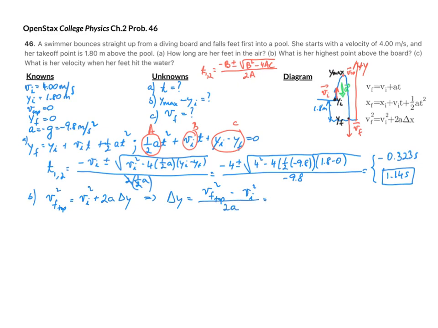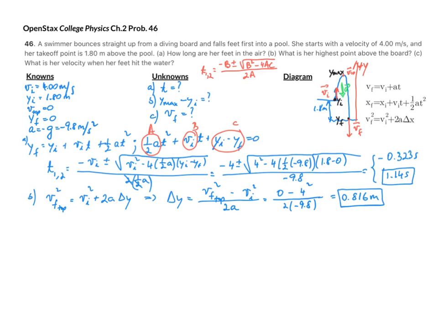If we plug in the numbers, V top is 0 minus V initial, that is 4 squared, 4 meters per second squared, divided by 2 times negative 9.8 meters per second squared. And when we plug in the numbers, we get 0.816 meters. So now we know the height difference between her initial position and her maximum height.